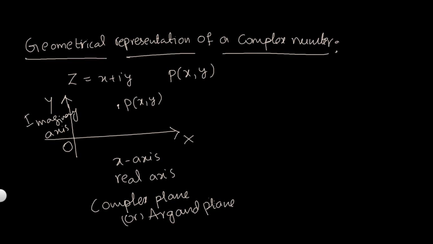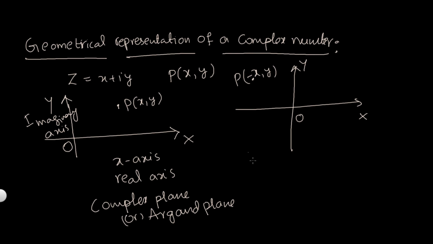Suppose the point lies in the second quadrant, that is P of minus x comma y. So this is the origin. This is also the x-axis and y-axis. This is the real axis and this is the imaginary axis.